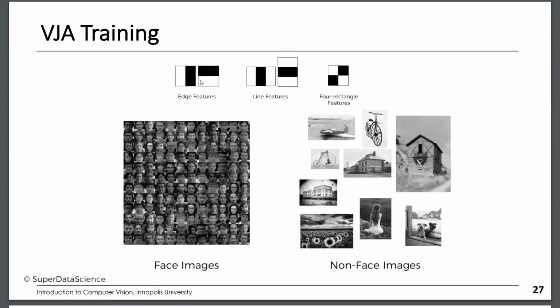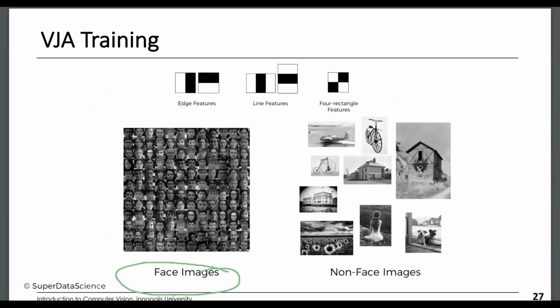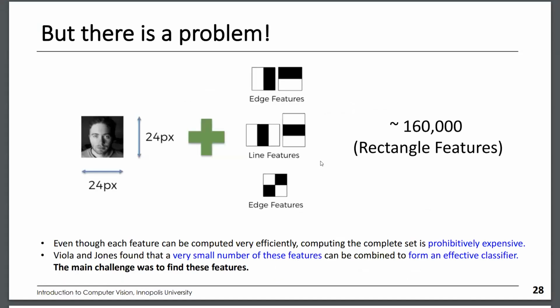Now, the training of the Viola-Jones algorithm, which is the thing that takes the most time: simply, we give it a lot of face images, and we give it a lot of non-face images like this, and it will try to build a classifier using them. So it's a very simple problem.